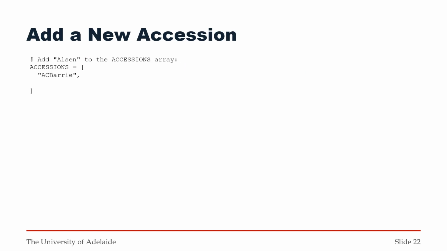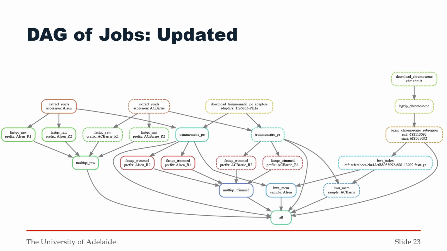So at the top of the Snakefile, if you go and have a look at this after the webinar, you'll see that there's an array defined, and by default, it's just got a single accession in there, AC Barry. If we added in another one here, say Alson, we can run through some of these steps again, and we'll have a look at the job dependency graph next. And so you see that this is now bigger, and here's our new accession with the key value pair Alson in there.